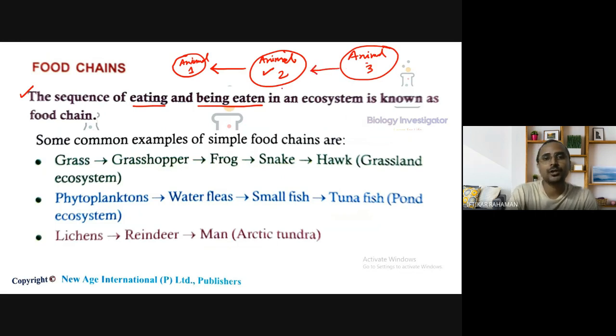Right? So here animal two is eating, right? Animal two is eating, and it is eating what? Animal two is eating animal one, and animal one is being eaten by animal two, and animal one becomes the food of animal two. They are being eaten. Animal one is being eaten by animal two. Okay, so this thing is known as food chain.